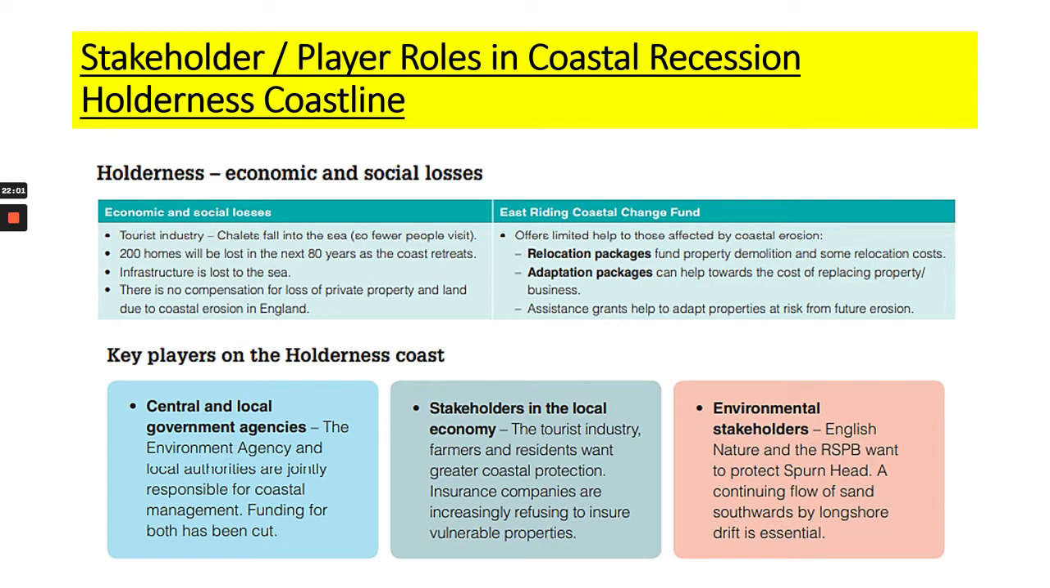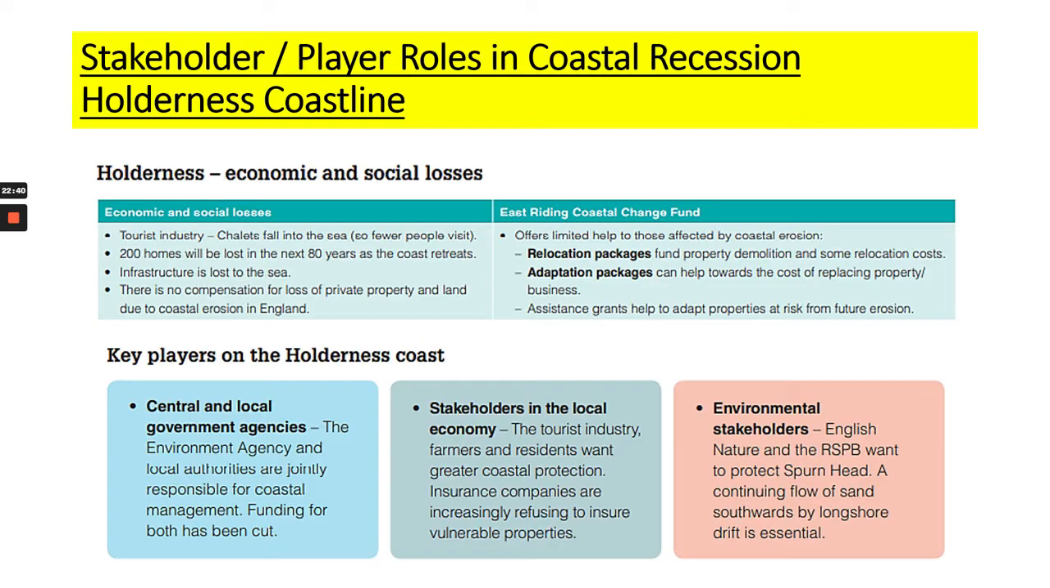So finally, the three key players that exist along the Holderness Coast are central and local government agencies such as the Environment Agency, the local councils, and funding for all of those have been cut recently, so it's very difficult to actually manage the area itself. We have stakeholders in the local economy such as the tourist industry, farmers, residents who want greater coastal protection because they might be able to get insurance as a result. Insurance companies are increasingly refusing to insure properties in this area due to their vulnerability and what they see as the high risk of the erosional rates in the area.